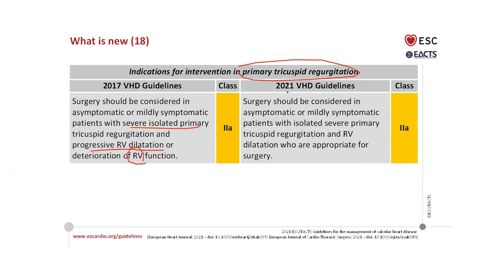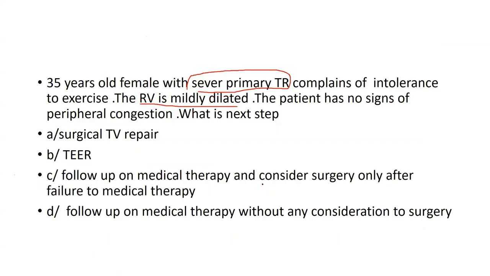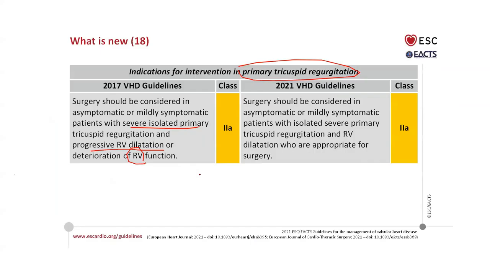Now look at 2021. Surgery should be considered in asymptomatic or mildly symptomatic patients with isolated severe primary TR and RV dilatation, only RV dilatation, even if you find mild RV dilatation, not necessarily progressive, not necessarily RV systolic dysfunction. So again, they are lowering the bar for tricuspid regurgitation surgical intervention. Okay. So here, this is a candidate for surgical TV repair. Now, that is as to the primary tricuspid regurgitation.